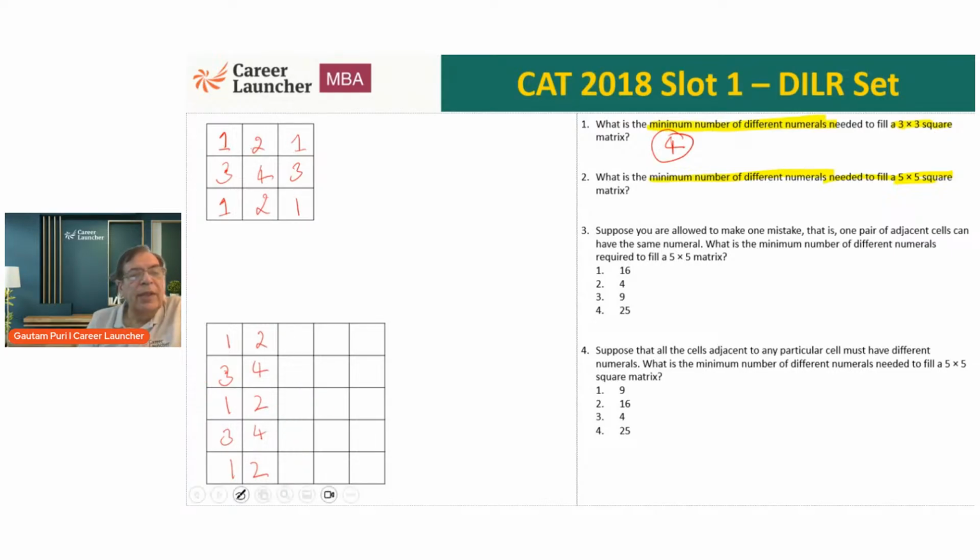Okay. Second thing, first, third, and fifth column have to be the same. So 1, 3, 1, 3, 1. Similarly, fifth, 1, 3, 1, 3, 1. And second and fourth column have to be the same. 2, 4, 2, 4, 2.